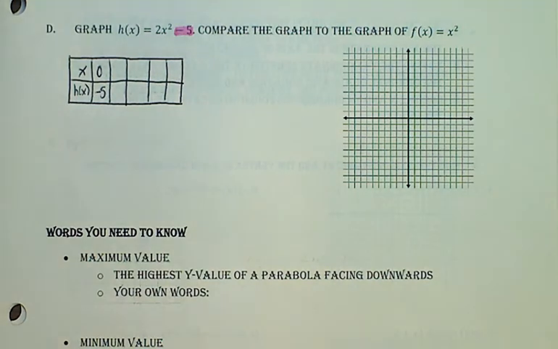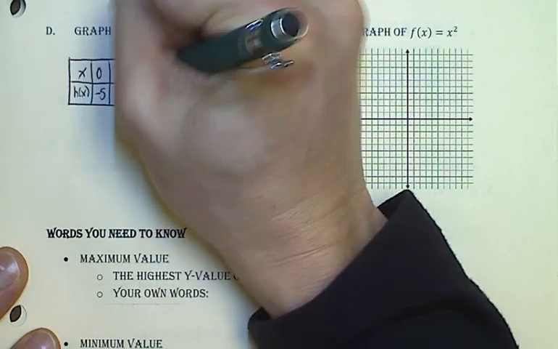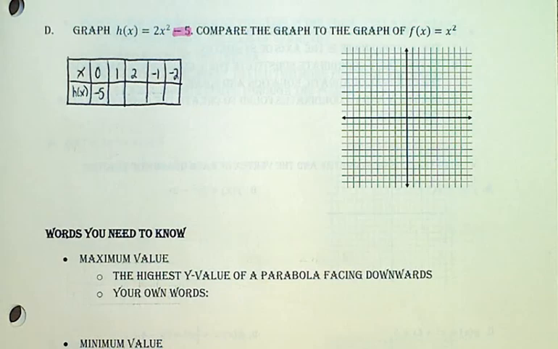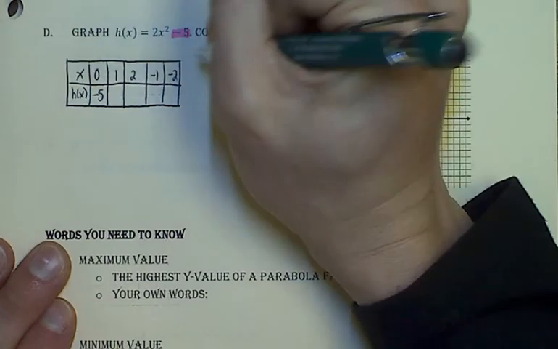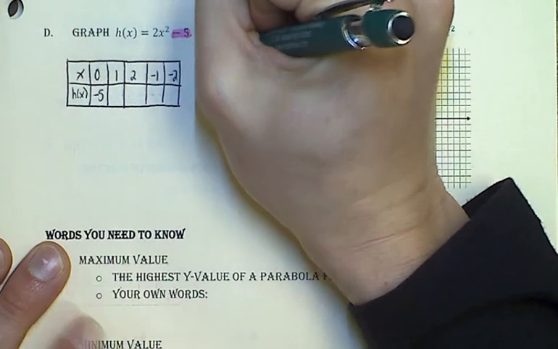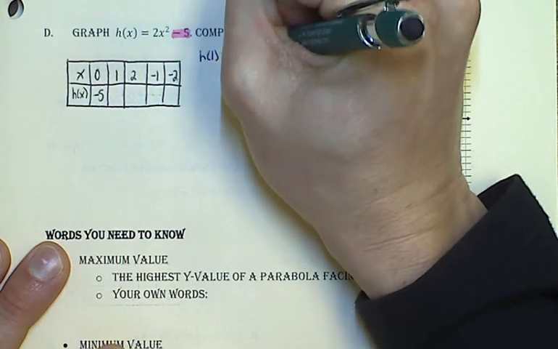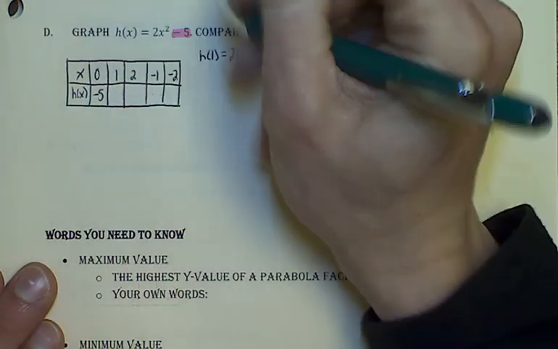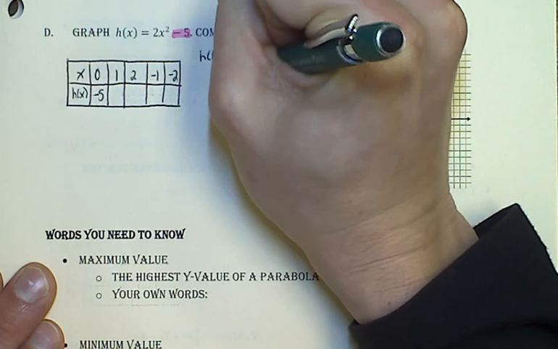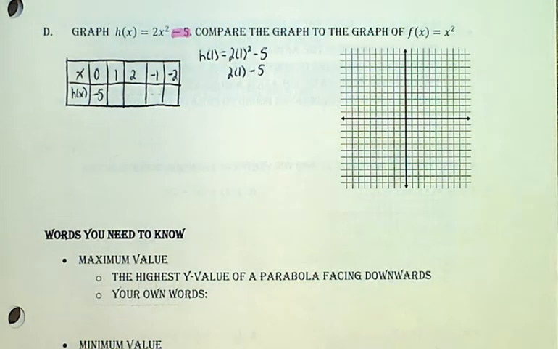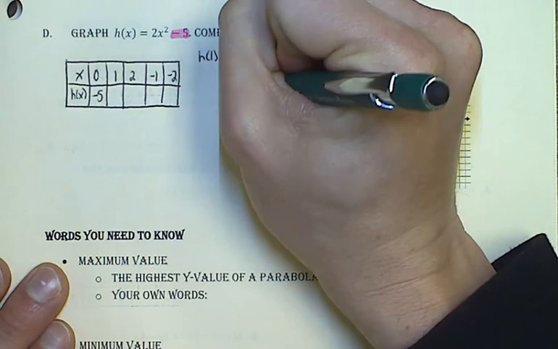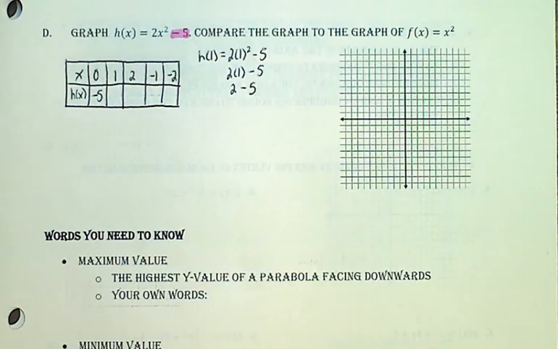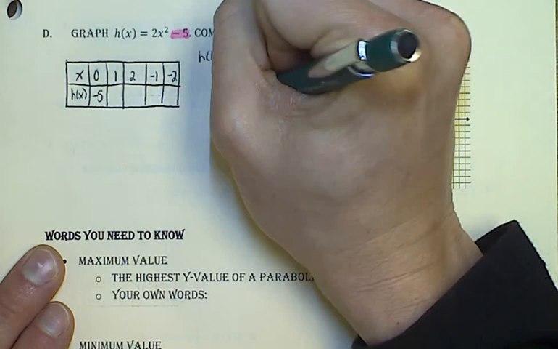So then 2 points to the right, 2 to the left, so 1 and 2, negative 1 and negative 2. And now we go in and we plug those in. So h, when x is 1, equals 2 times 1 squared minus 5. Follow our PEMDAS. So exponents first, so we get 1 squared, which is 1, so 2 times 1 minus 5. Then multiplication, so 2 times 1 is 2 minus 5. 2 minus 5 is negative 3. So when x is 1, h of x is negative 3.